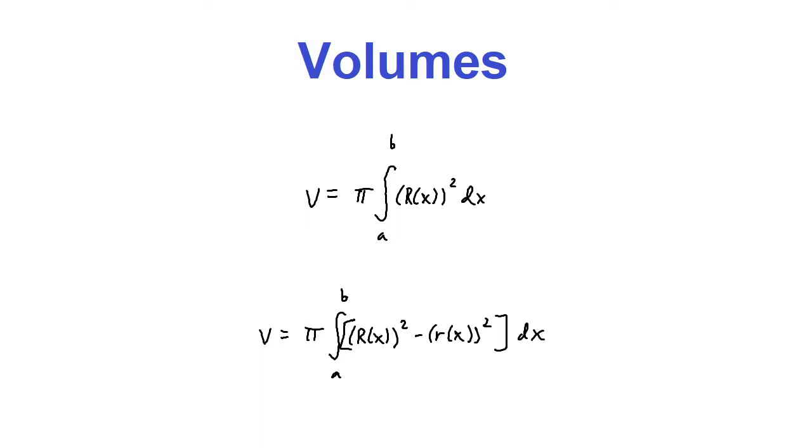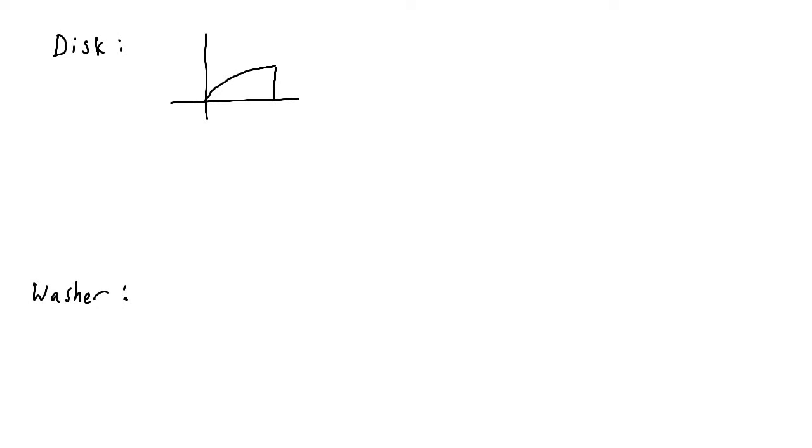So let's take a look at finding volumes, specifically looking at the disk and washer methods. Now starting off with the disk method, let's say we have a region here that's bounded by these curves and we want to rotate that region around the x-axis. Well, if I draw another graph depicting what that solid would look like when we rotate that region around the x-axis, we get a sort of cone-like shape.